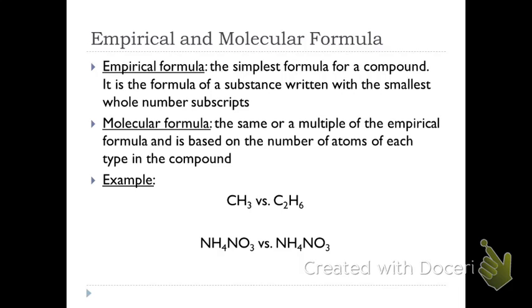Okay, it's a multiple. So if you look at my examples, CH3 versus C2H6. CH3 cannot be reduced any further. It's already been reduced. So CH3 is an empirical formula. C2H6 is the actual formula of, you should be able to figure it out now, that would be ethane, C2H6. So there's the difference. One's been reduced, one is not.